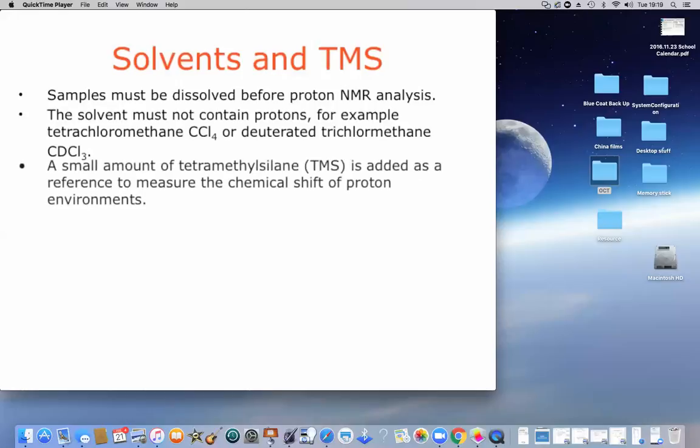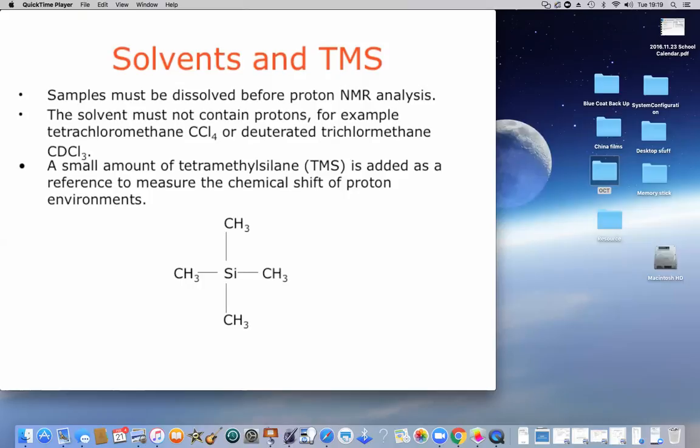Now, TMS, tetramethylsilane, is used as a reference to measure something called chemical shift, which I'll talk about a little bit more very soon. Essentially it allows you to compare one proton environment with another. That is tetramethylsilane. It is an analog of dimethylpropane, where the central carbon atom has been replaced by silicon.